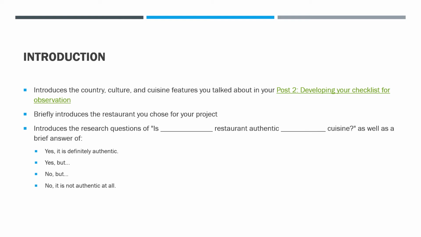So it's not authentic at all. It's very much American cuisine. And so I may have talked to you guys about a couple of restaurants that I didn't want you guys to do because they are so far away from the original cuisine that your entire thing would be to say, no, it's not authentic at all.